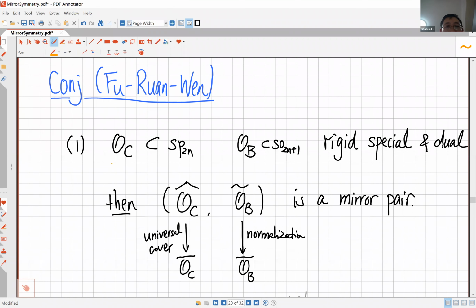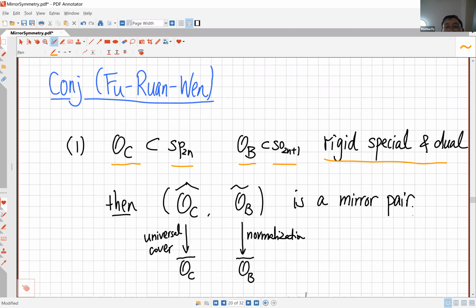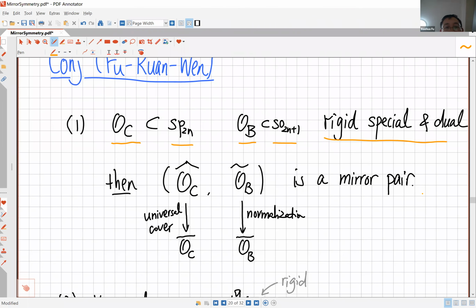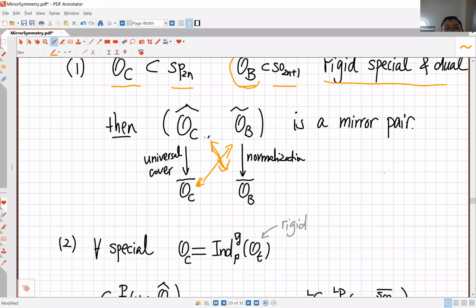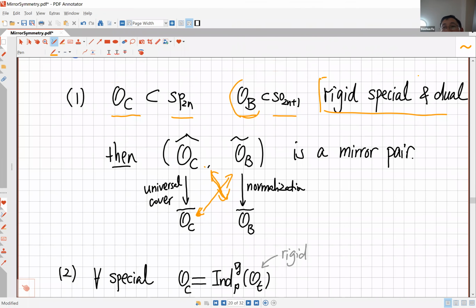If you take OC in type C and OB in type B, both are rigid spatial and Springer dual. In this case, the universal cover of this OC and also the normalization of this OB is a mirror pair. As I said before, this cannot be, so we only expect this is possible. And this is only for rigid spatial orbits.